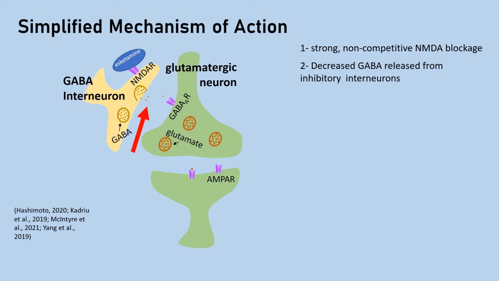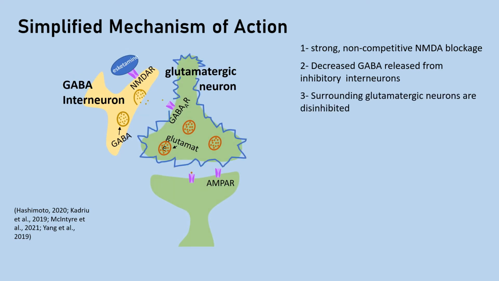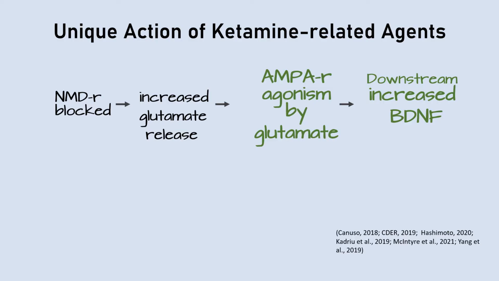GABA is the major inhibitory neurotransmitter, so when decreased GABA is released, surrounding neurons become disinhibited. Disinhibited neurons that contain glutamate will then release glutamate into the synapse. All NMDA receptor antagonists work by temporarily changing glutamate release within the brain.